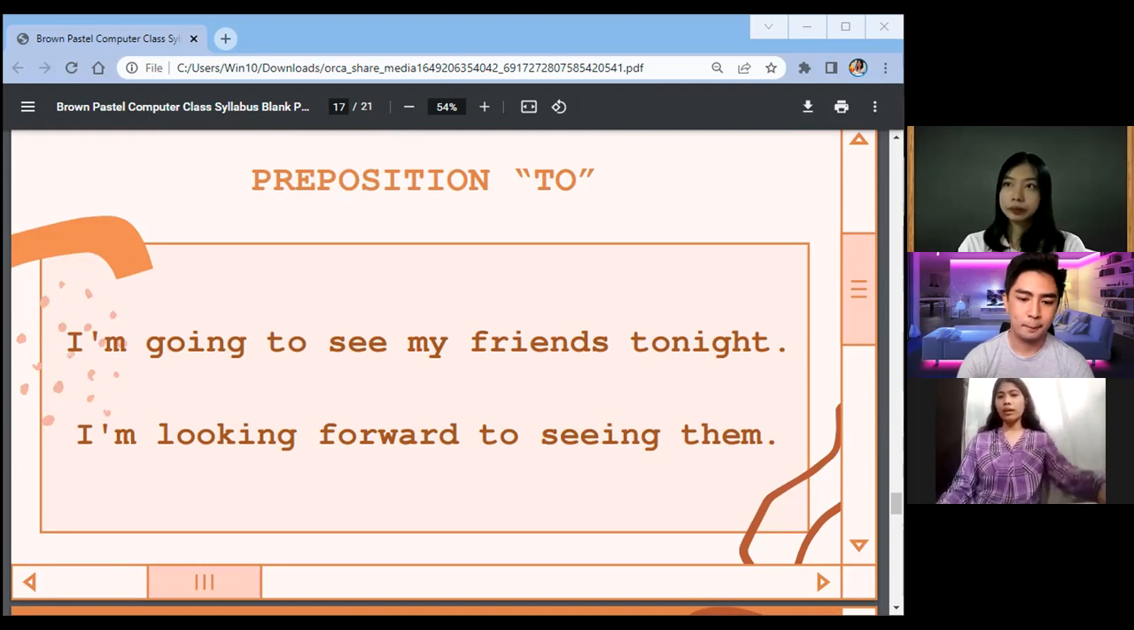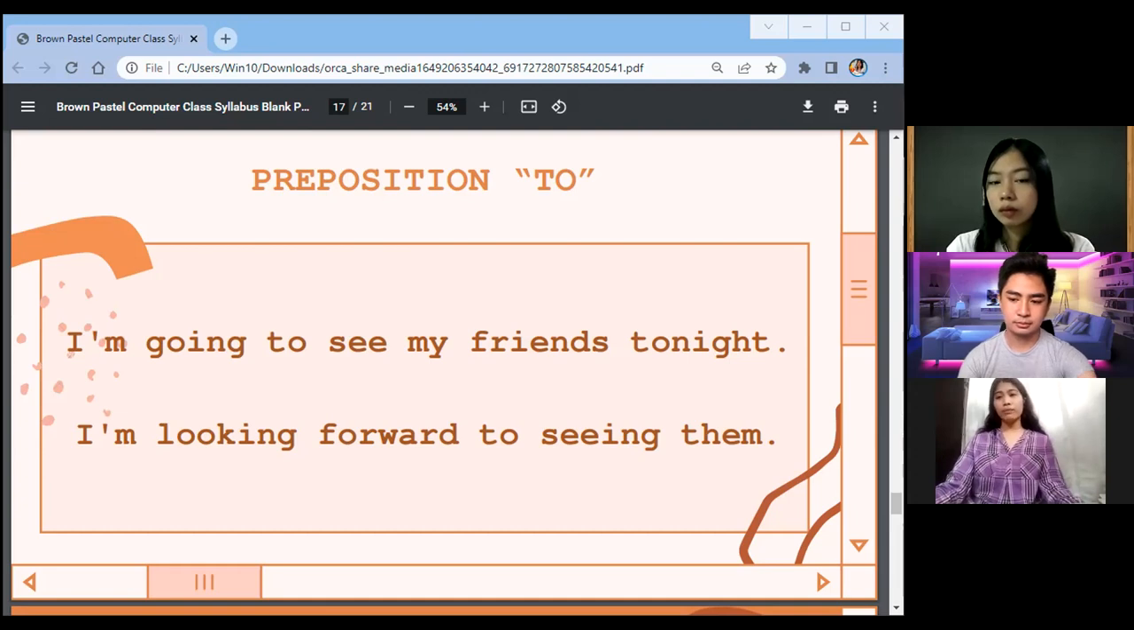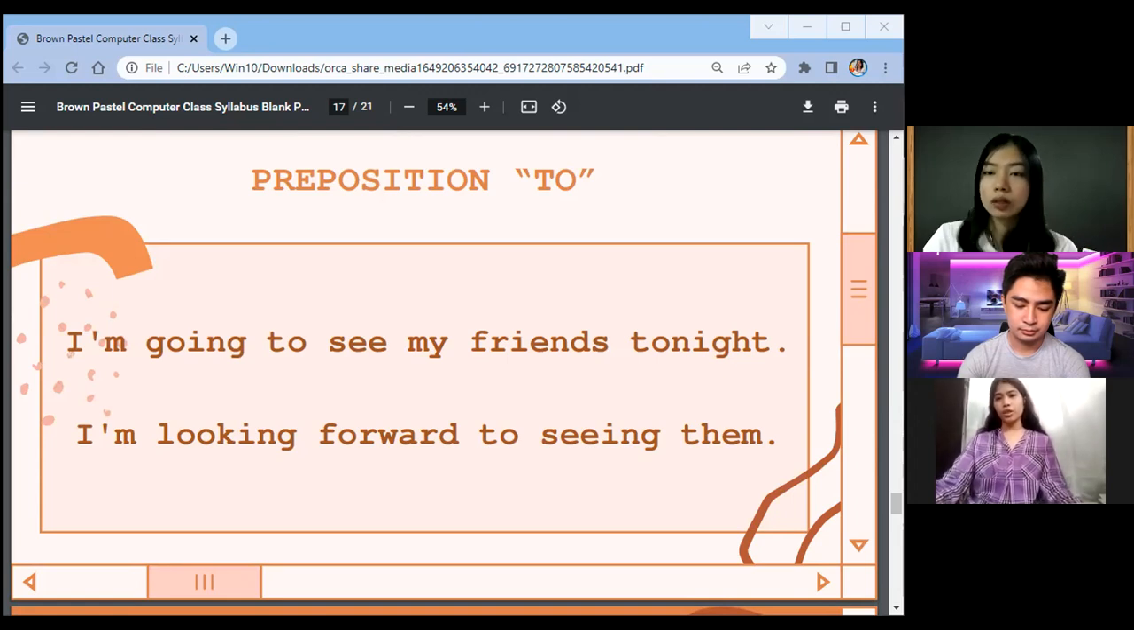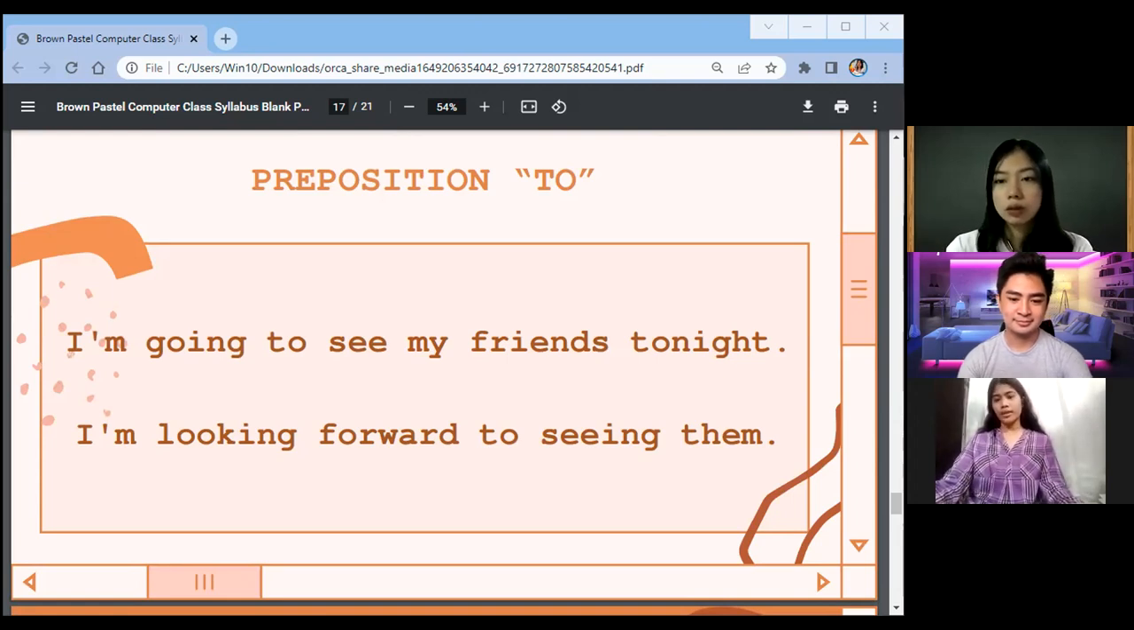And also, let me just add the use of the verb "seeing," which is a verb in -ing form, or a gerund. So making the word "to" a preposition. "I'm looking forward to seeing them." Okay, next slide, please.